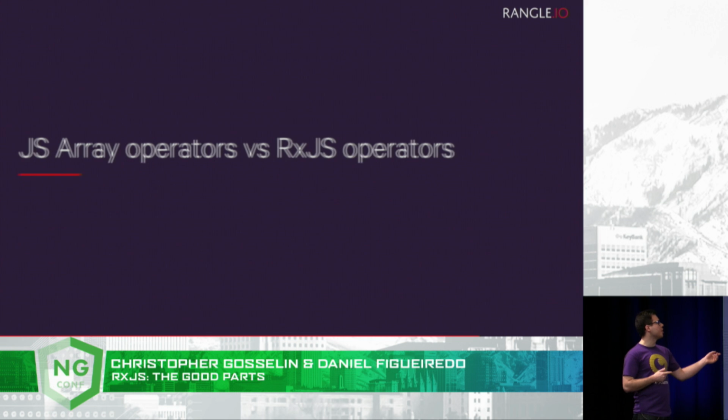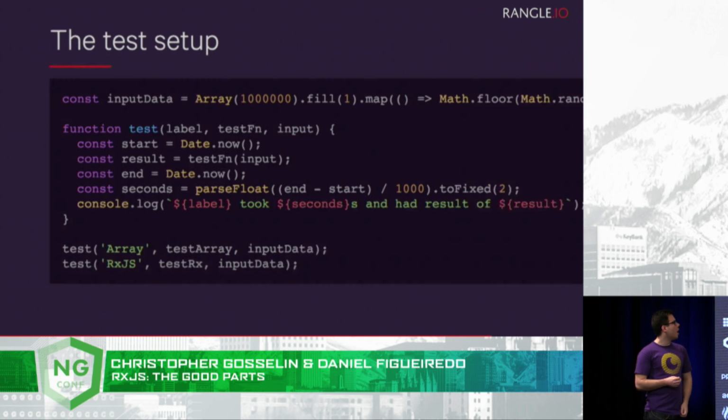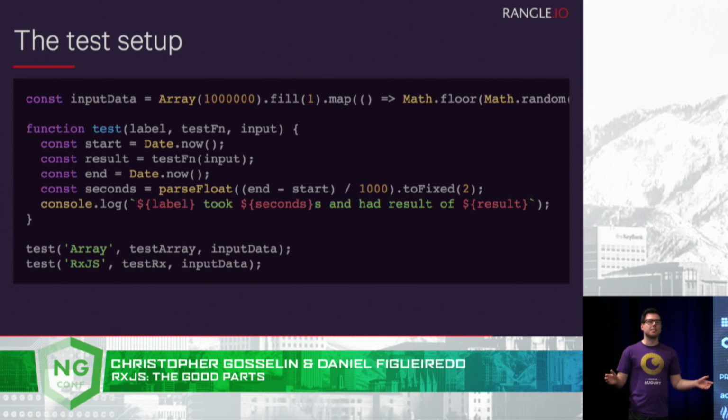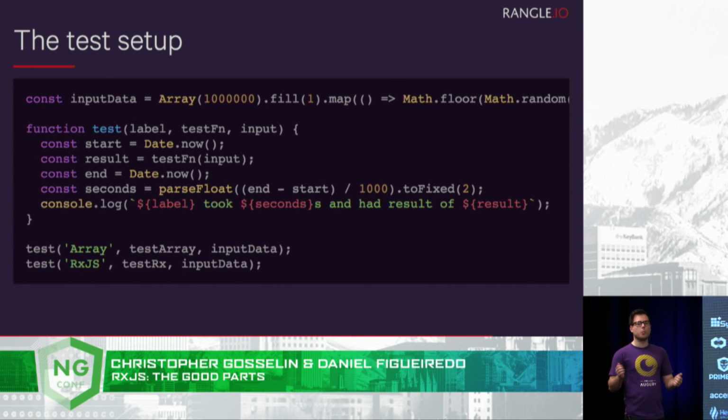So, performance in RxJS: JS array operators versus RxJS operators. So this is the test. We take 1 million elements in an array, and we're going to do a few operations over them. We're going to do it in the array with array operators, and we're going to do it with observables, with observable operators. So as I talked about before, observables work like a funnel, whereas arrays are more iterative. Okay, let's keep going.